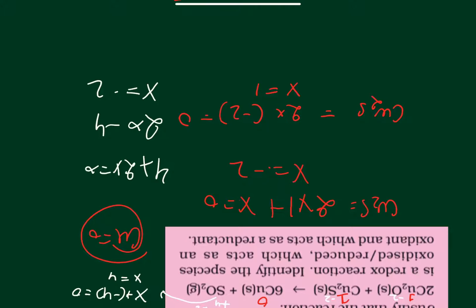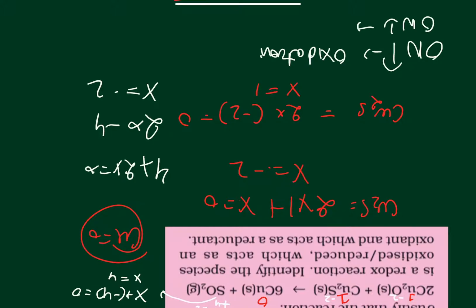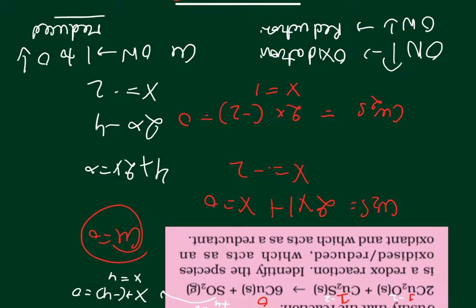Now you should know that whenever your oxidation state or oxidation number increases, it's an oxidation reaction, and when the oxidation number reduces, it is a reduction reaction. So in this particular case for copper, the oxidation number changed from 1 to 0, that means it's reduced. So copper has been reduced. We'll write it with the R, copper has been reduced.